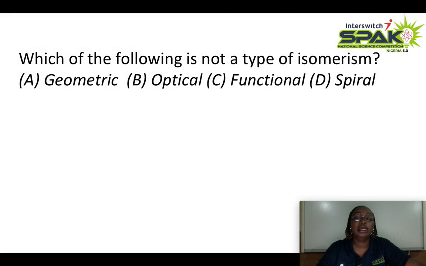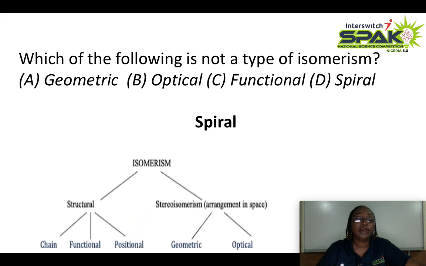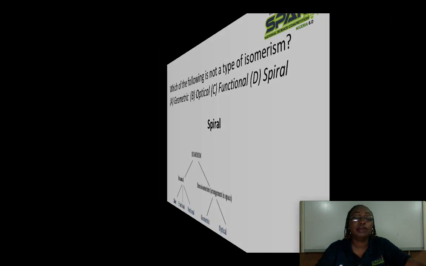Which of the following is not a type of isomerism? We have geometrical, optical, functional, and spiral. The answer is spiral. Spiral is not a type of isomerism. As you can see in this diagram, these are the different branches of isomerism that we have, and spiral is not part of them.